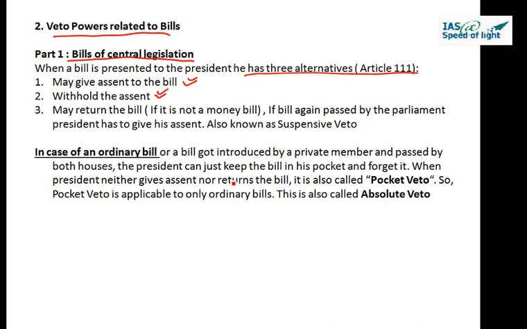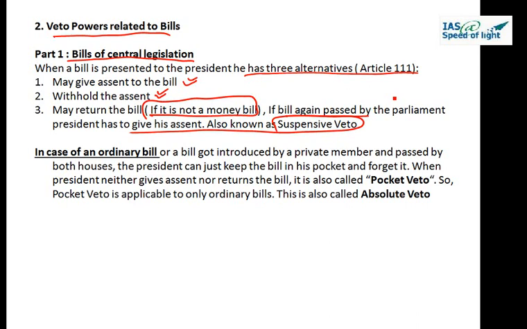The third is he may return the bill for reconsideration, and this can be done only if it is not a money bill. This concept of money bill and financial bill we'll study in the next lecture when we talk about the Parliament. So he may return the bill, but only if it is not a money bill. A money bill cannot be returned by the President again for the reconsideration of the Parliament. And if the bill is again passed by the Parliament, then the President has to give his assent. He doesn't have any choice. So this is also known as the suspensive veto of the President.